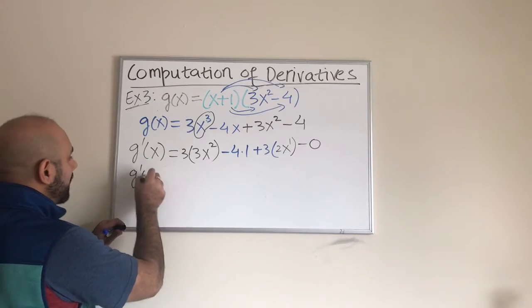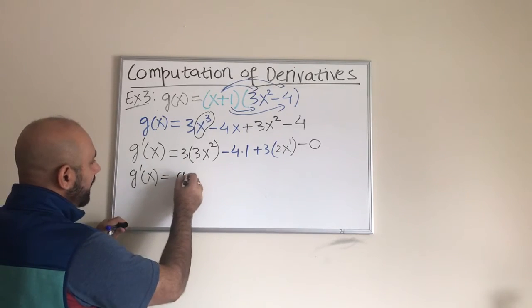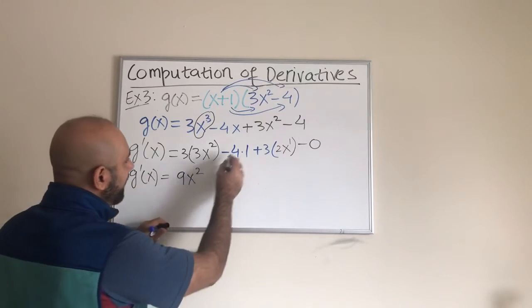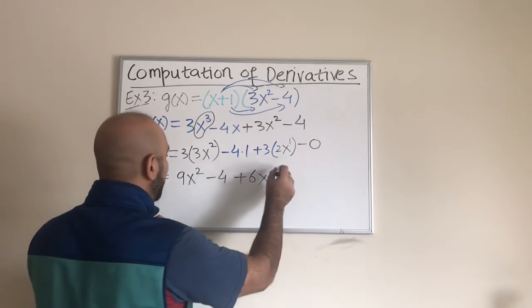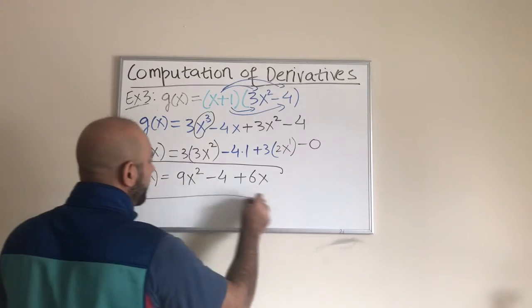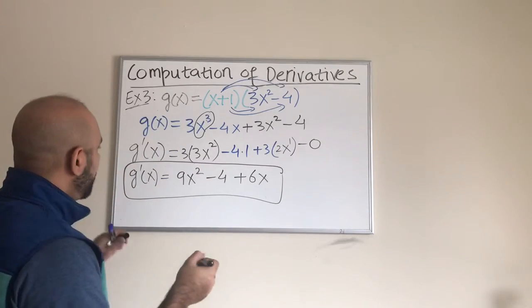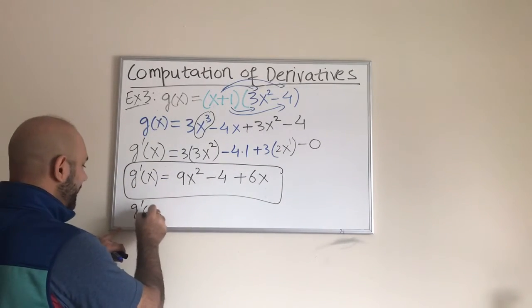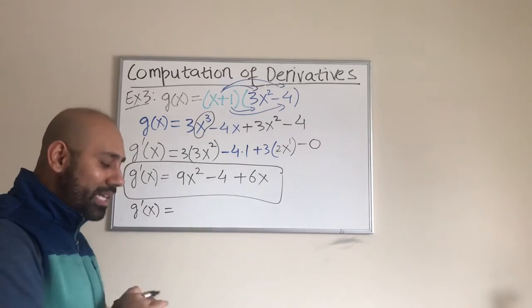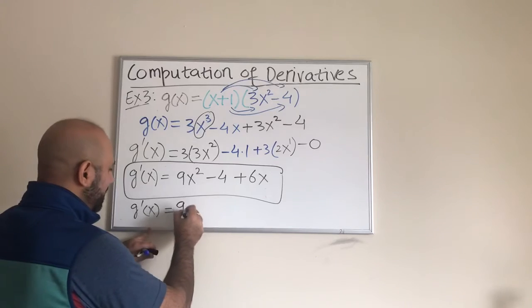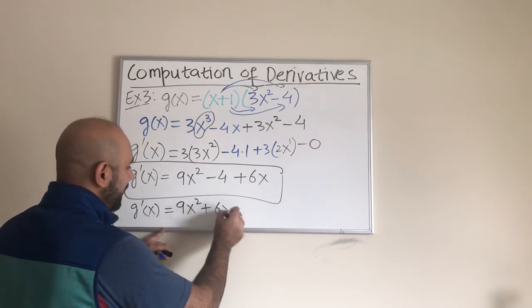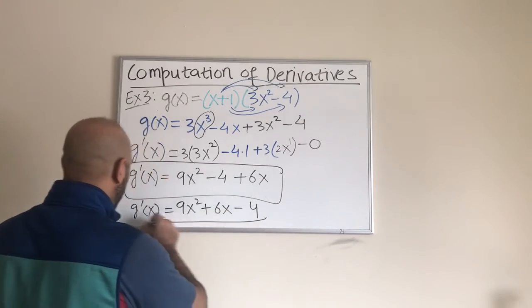Then moving on, simplifying these things, 3 times 3 is 9x squared, nothing really crazy. Negative 4 times 1 is negative 4. Guys, this is just 6x, and then we don't have to write the 0, and this right here is the derivative. Guys, if you like to write it in the standard form, which is starting with the highest power of x and going all the way to the lowest power, then you can do some rearranging here. It's just 9x squared plus 6x minus 4, nothing really crazy.